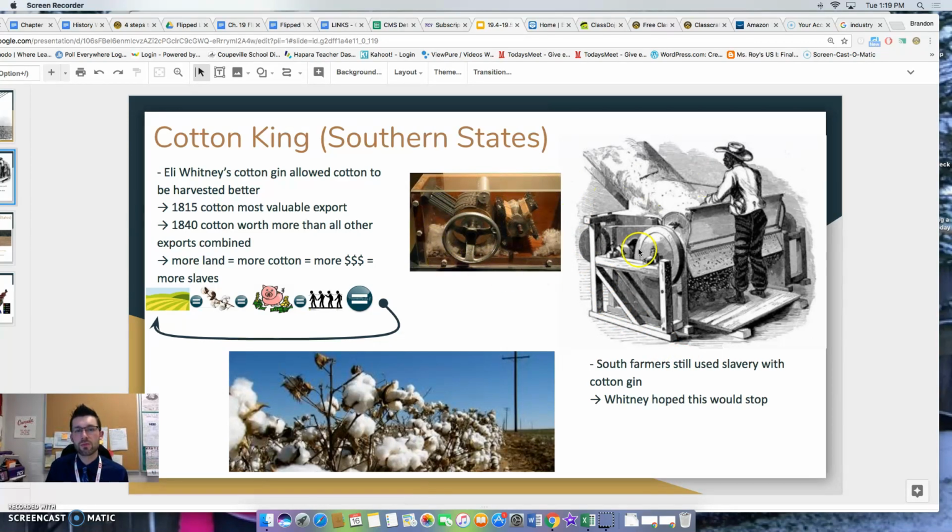And here's another artist's representation. In fact, in class, you're going to get to see a movie of how the cotton gin actually worked, and it's a very ingenious method of harvesting cotton.